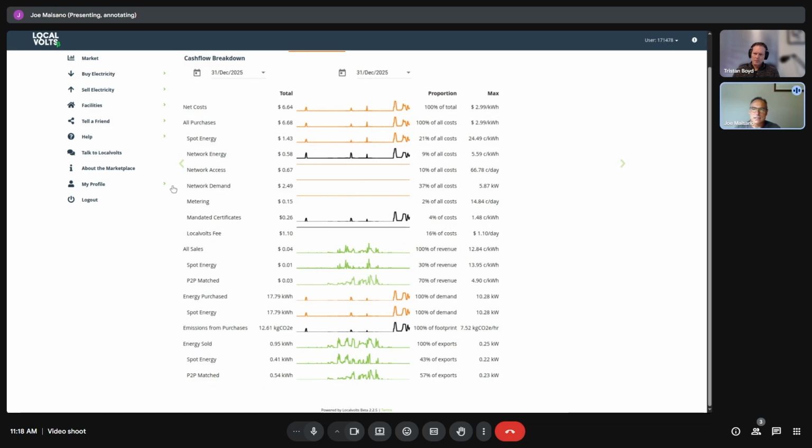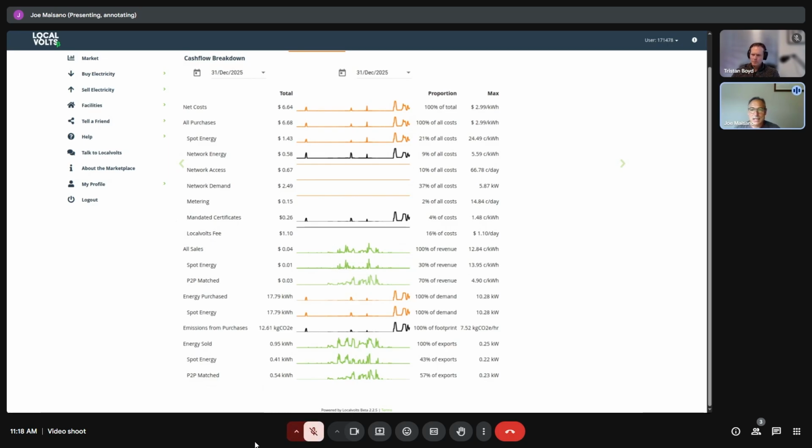Network demand, this is something not everyone has, but if you are on a demand tariff, it means you pay a charge for the maximum amount you've used in a peak window during a day. And the idea here is that they've got to build the network to assume that everyone is going to use the most electricity at the same time, and this is the charge they put on that capacity in the distribution network. So network demand, and you can see here that's probably a third of my daily costs.